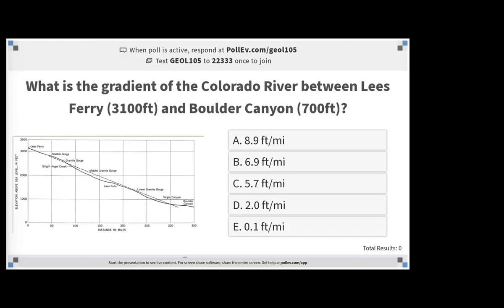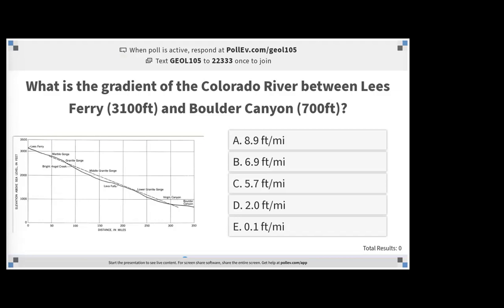B, 6.9. That's exactly right. So how did you calculate that? That's exactly right. Well done. So we have two different points of elevation. Remember, we want the change in elevation. So we want the difference between the two, 3,100 minus 700. Now we have our rise over our run. Our rise is that top portion, 3,100 minus 700. Our run is going to be the distance between the two, 350 miles.